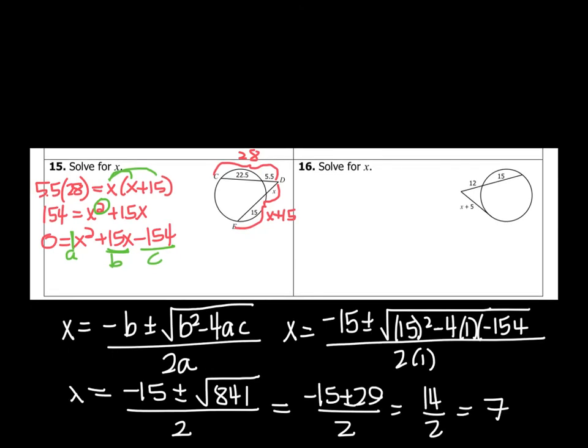Okay, so I put it all in the quadratic formula. If you put this in your calculator, you get 841, and the square root of 841 happens to be 29. Now, notice, this is negative 15 plus and minus 29. But if I do negative 15 minus 29, I'm going to get a negative answer here. And I know I can't plug a negative answer up in here. So I only did negative 15 plus 29, and I got x equals 7. It asks me to solve for x, so x equals 7.